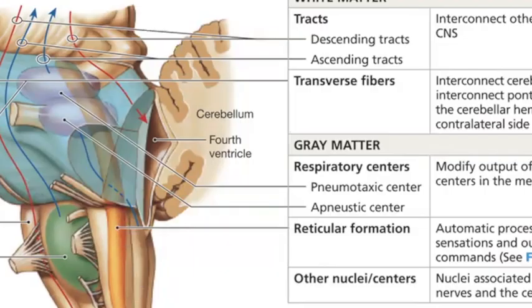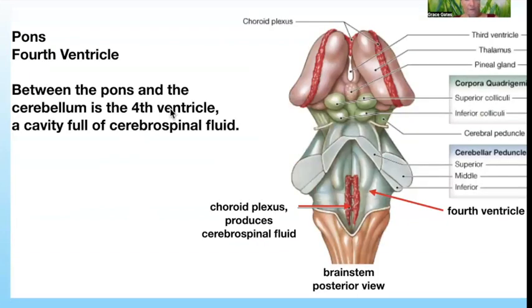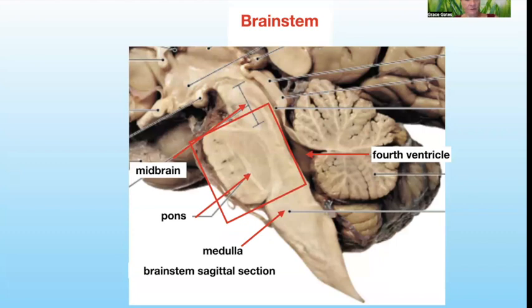And if you look to the right here, you see the long orange, sort of looks like a long carrot or something in the cartoon over here. That is the reticular formation, and we see that it goes all the way from the medulla up behind here through the pons. Between the pons and the cerebellum is the 4th ventricle, a cavity full of cerebrospinal fluid. And here's our picture again.